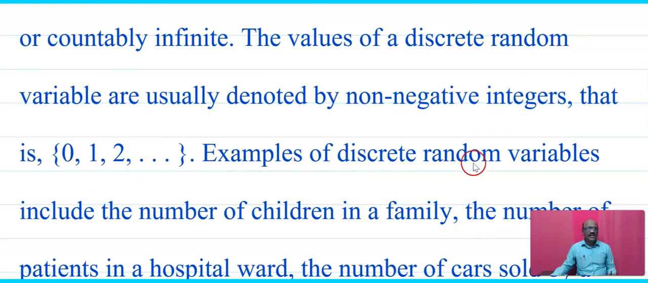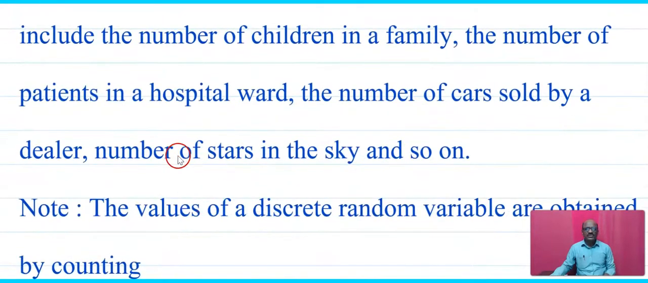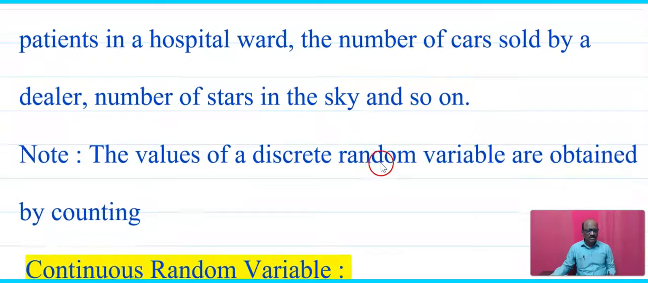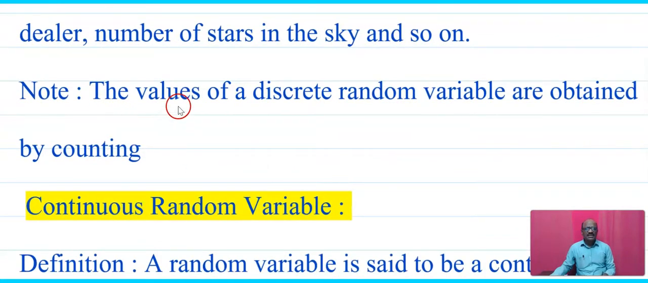Examples of discrete random variables include the number of children in a family, the number of patients in a hospital ward, the number of cars sold by a dealer, the number of stars in the sky, and so on. Note that the values of a discrete random variable are obtained by counting.